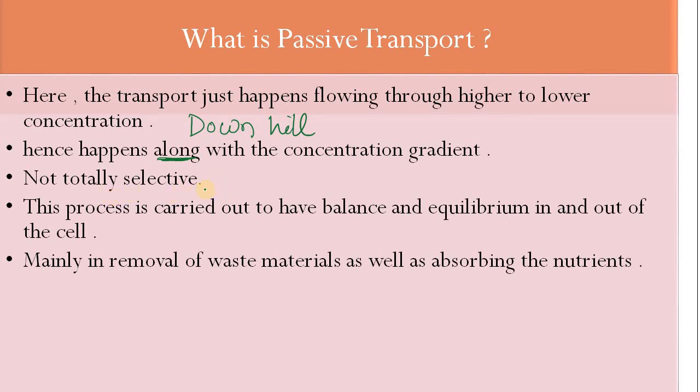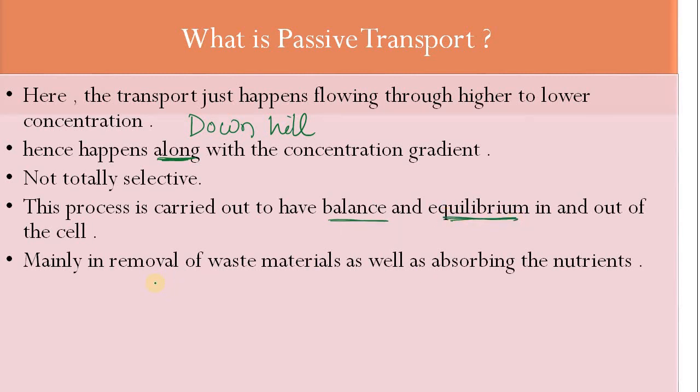It can happen anywhere, from gases to gases, from liquids to liquids, from gases to liquids. So it is not totally selective. So we need to see where passive transport comes into play. It is very important. Now this process is carried out to have balance and equilibrium in and out of the cell. Balance and equilibrium of the cell should be maintained.